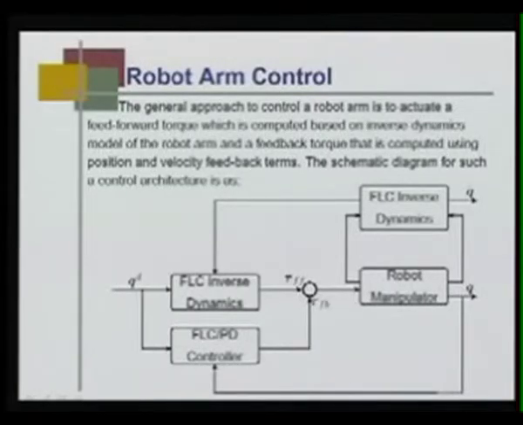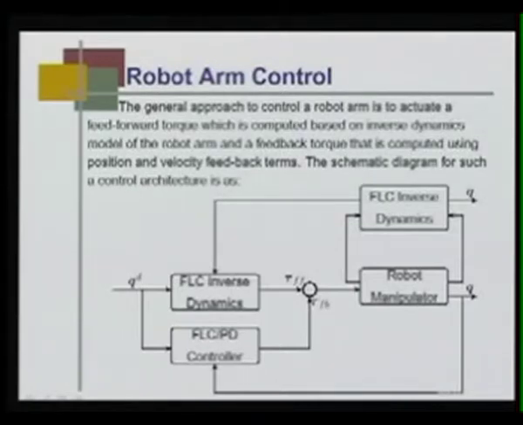Now we will show you, in this particular lecture, the application of this univariate marginal distribution algorithm to robot arm control. The general approach to control a robot arm is to actuate a feed forward torque, which is computed based on an inverse dynamics model of the robot arm, and a feedback torque that is computed using position and velocity feedback terms. The schematic diagram for such a control architecture is as follows.